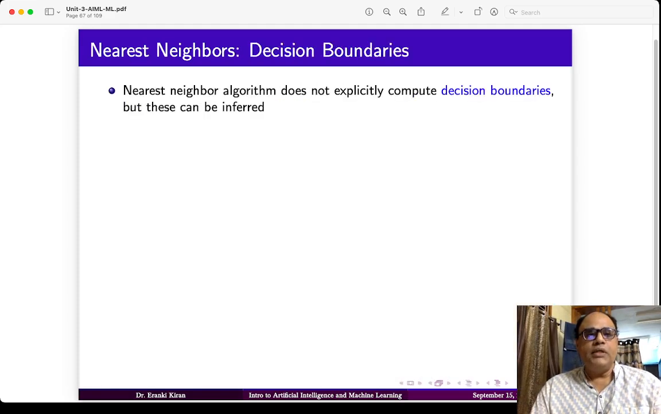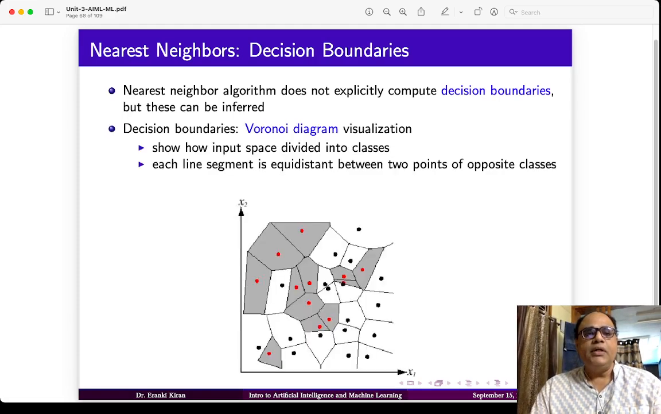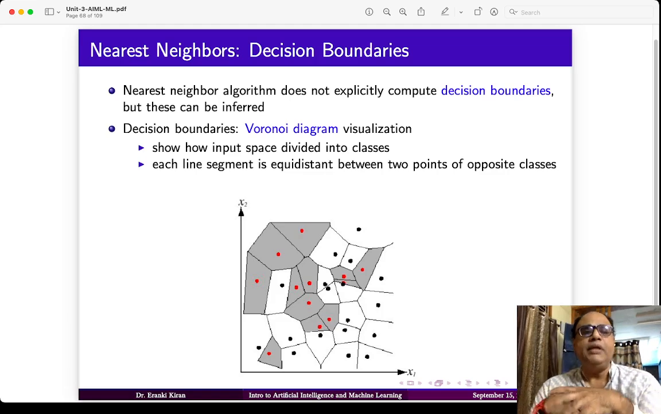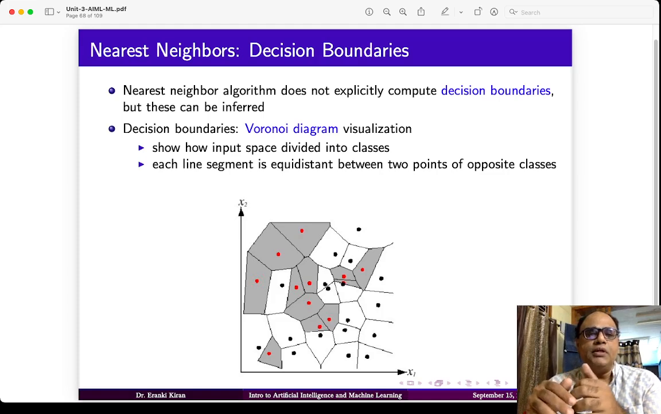The nearest neighbor algorithm does not explicitly compute decision boundaries, but these can be inferred based on how close in proximity the data points in the data set are to the target data point. We could represent this with the help of a Voronoi diagram visualization, which shows how the input space is divided into classes.